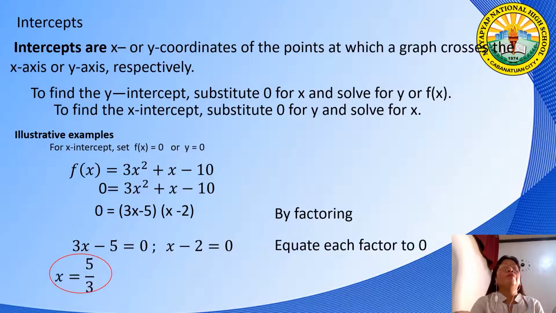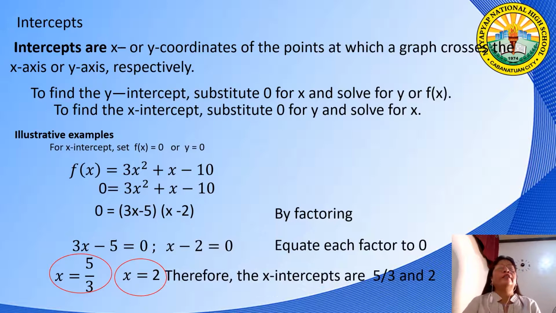So we have 3x minus 5 equals 0. Therefore, x equals 5 over 3. x minus 2 equals 0. Therefore, x equals positive 2. So, we have two values for x, such as 5 over 3 and 2, and they are called the x-intercepts.